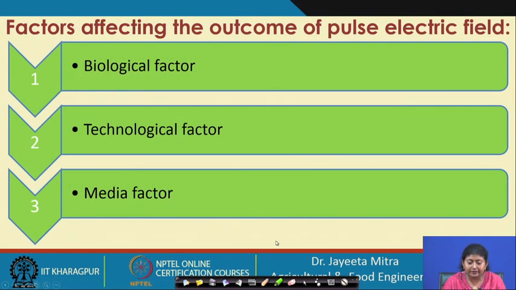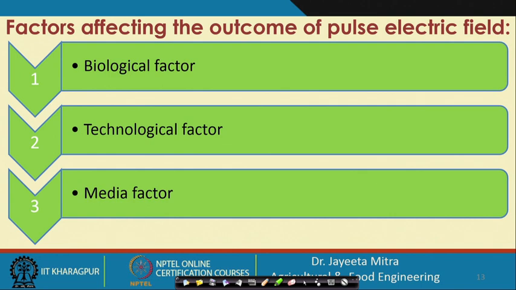So, the factors affecting the outcome of the pulse electric field basically depend on the biological factor, technological factor and media factor. In the biological factor, it matters what kind of microorganism we are using, because not all microorganisms are going to be affected in the same way.